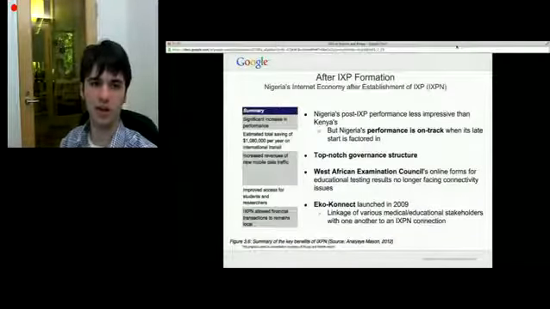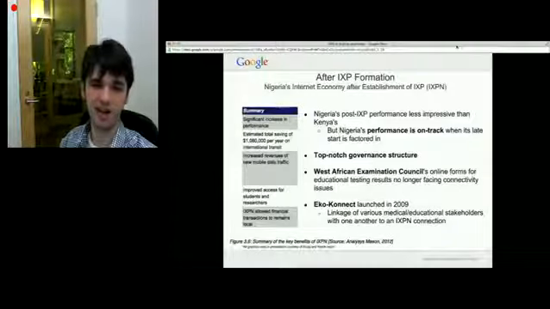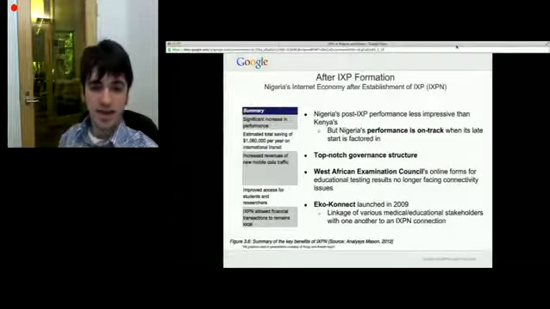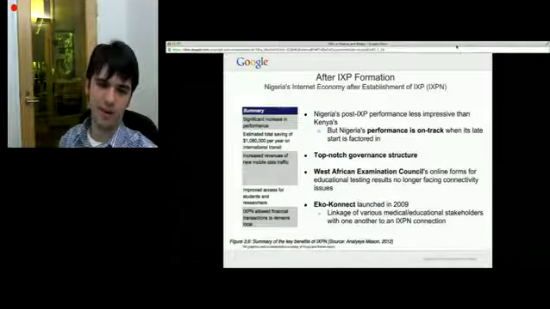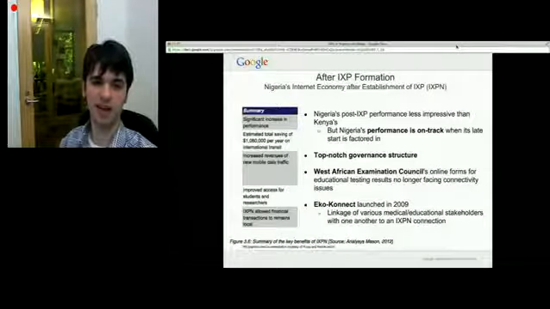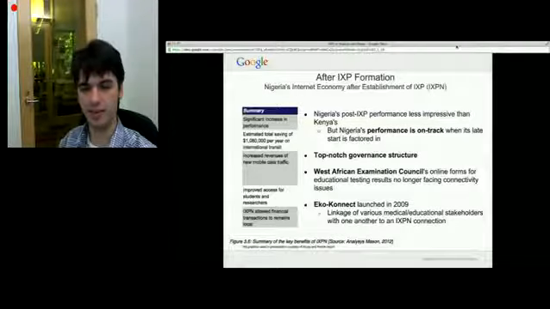Now we're going to take another look at, instead of looking at Kenya, we're going to be looking at Nigeria. And in the case of Nigeria, there's a very interesting story there. It was begun a few years later than Kenya's IXP. Nigeria's is known as IXPN. But something really worth noting is that Nigeria's performance is on track when its late start is considered. So as much as Nigeria's IXP quality is perhaps less impressive than Kenya's, it is comparable once you factor in that late start.